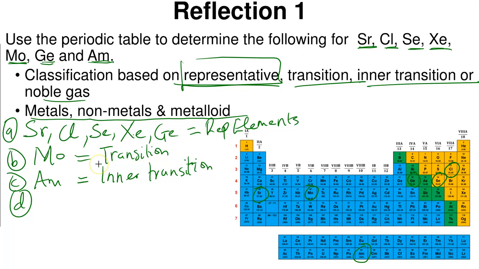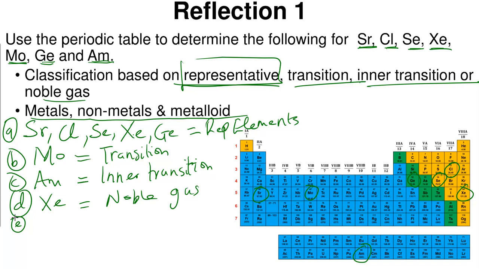Noble gas. The only noble gas we have here is what? Xenon is a noble gas. So which other one do we have here? E. Let's see if I have more.